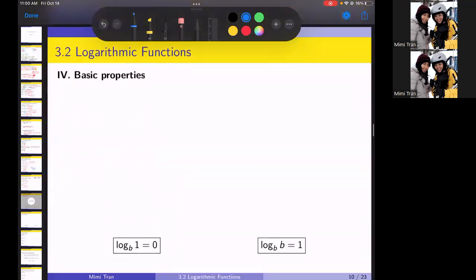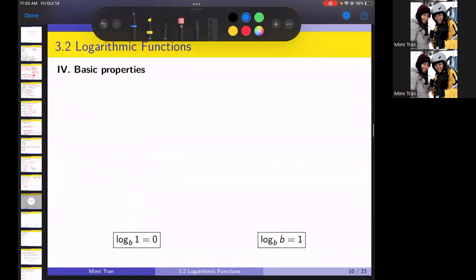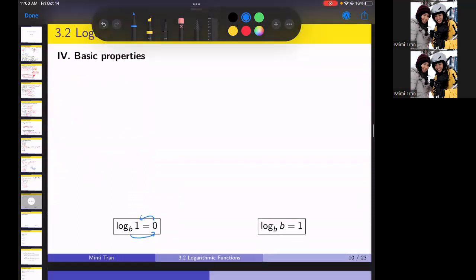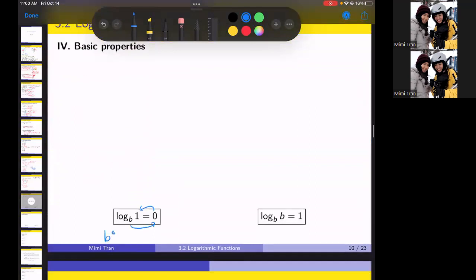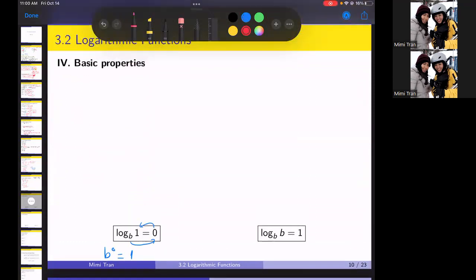All right, basic property. I claim that log base b of 1 equals 0. Is this true? How do I check? Again, the arrow thing, right? I know we beat it to death, but we just have to keep coming back to it. b to the 0 equals 1, is it true? Yes, right? So yes, that rule is correct. I'll give you the example. Why don't you give me an example? Someone give me an example.